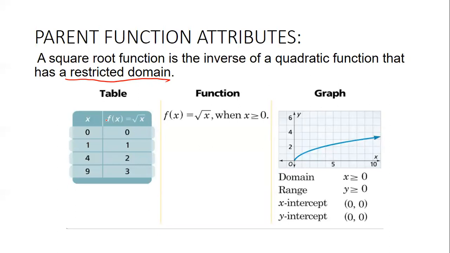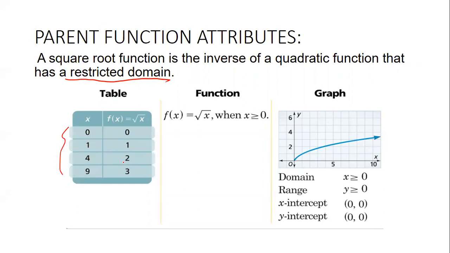Now, the table representation: these are our smallest perfect squares. That's what your x's are. And so when I ask for the square root of 0, what do I get? 0. Square root of 1, what do I get? 1. Square root of 4, what do I get? 2. Square root of 9, what do I get? 3. So these are our smallest perfect squares, and these are the values that we use when we're typically talking about our parent function.